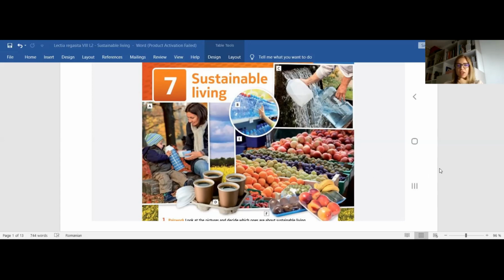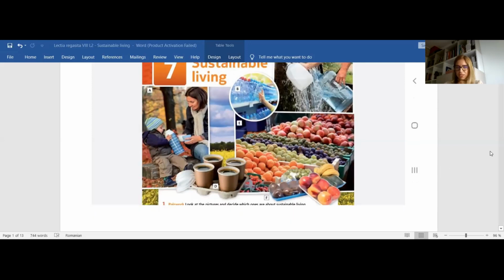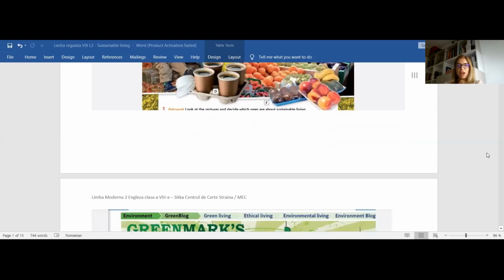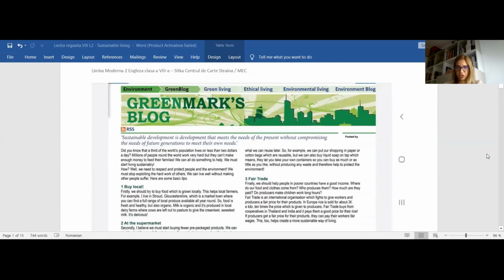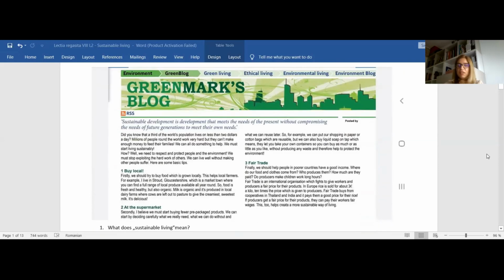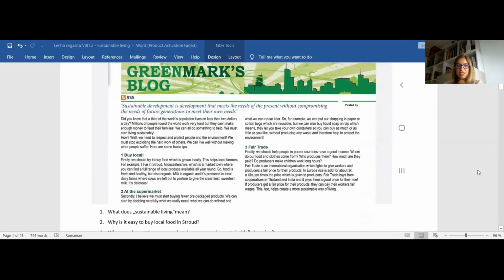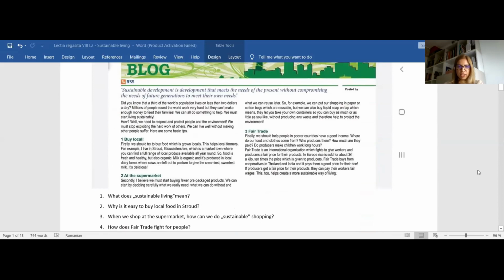And now, for a better understanding of this concept, I would like you to pay attention to a recording. It's about the blog of a teenager. And while you are listening to the recording, I would like you to focus your attention on the 4 questions which are below the text, and try and find an answer to these questions. So now I'm going to play the recording.